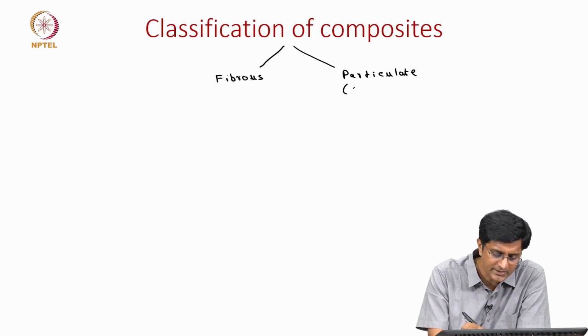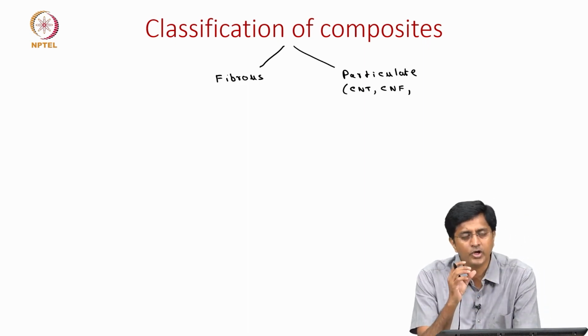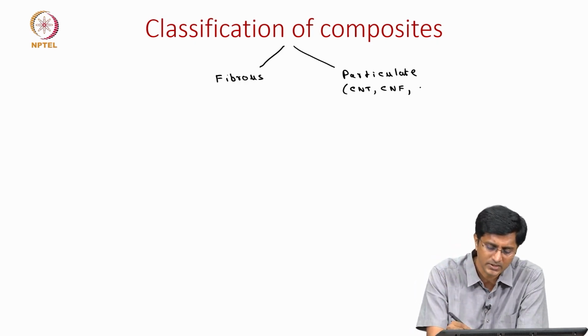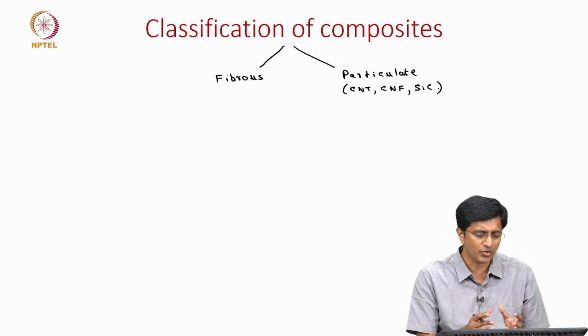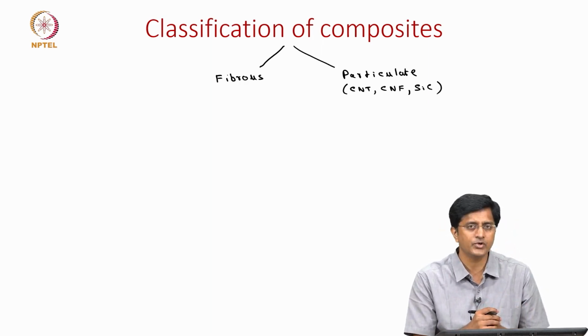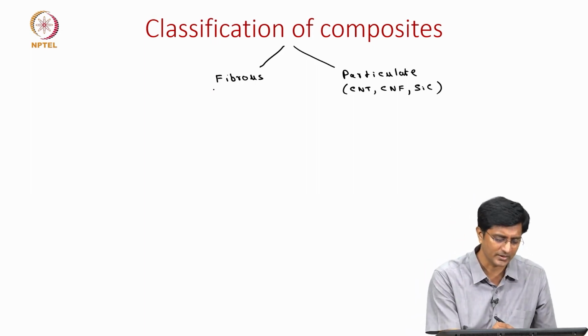So, this could be CNT or CNF, carbon nanotubes or carbon nanofibers. And of course, we are not only talking about nanoparticles, but they could also be millimeter size or sub-millimeter size particles, such as silicon carbide particles. But in this course we are focusing more on the fiber reinforced composites.